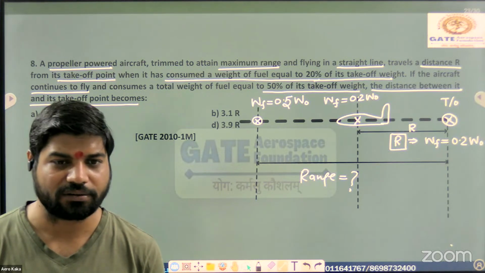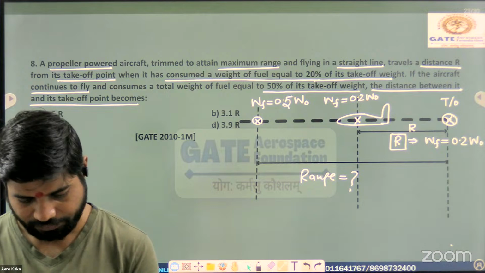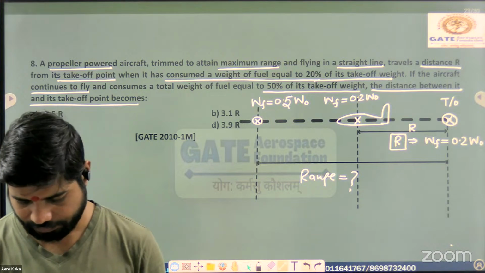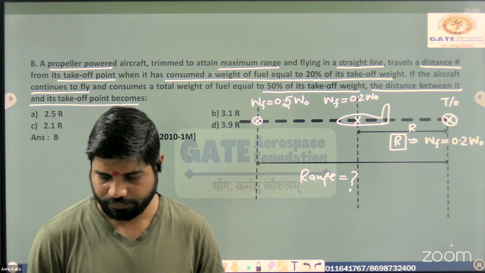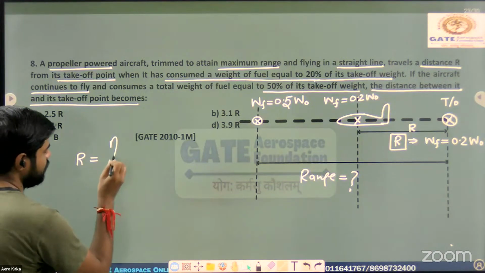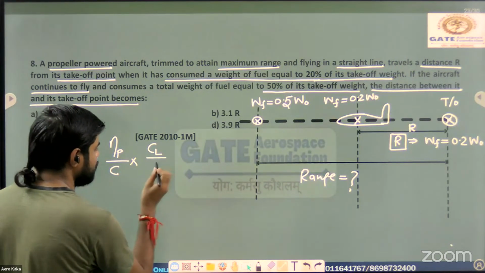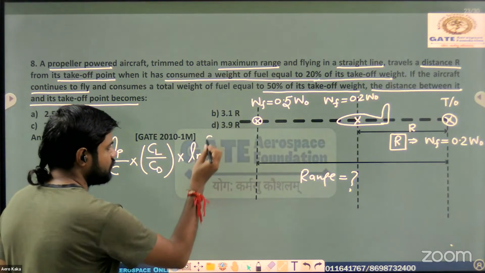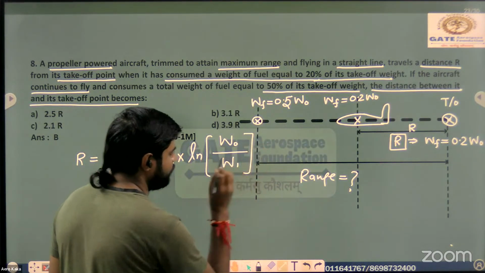I think one more question is there. Then we will stop. It's the second last question. It's very easy. Look, R is equal to how much? Propeller efficiency divided by C into L by D ratio, or CL by CD ratio, into ln of W0 upon W1, right? Check.